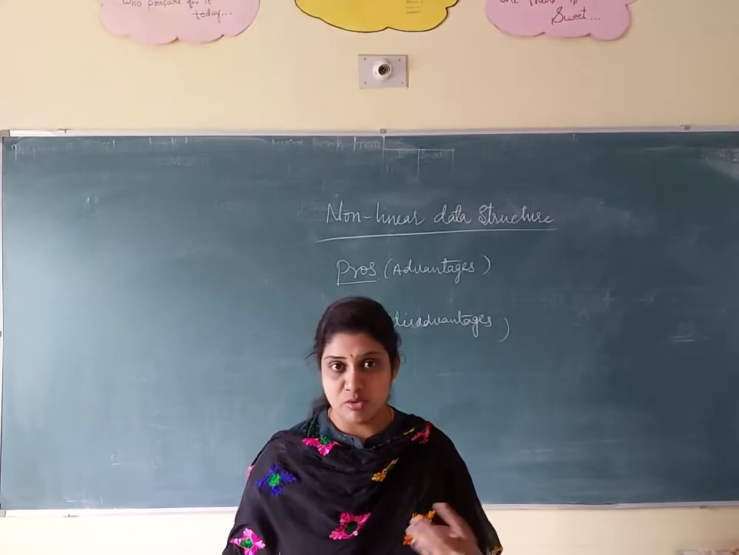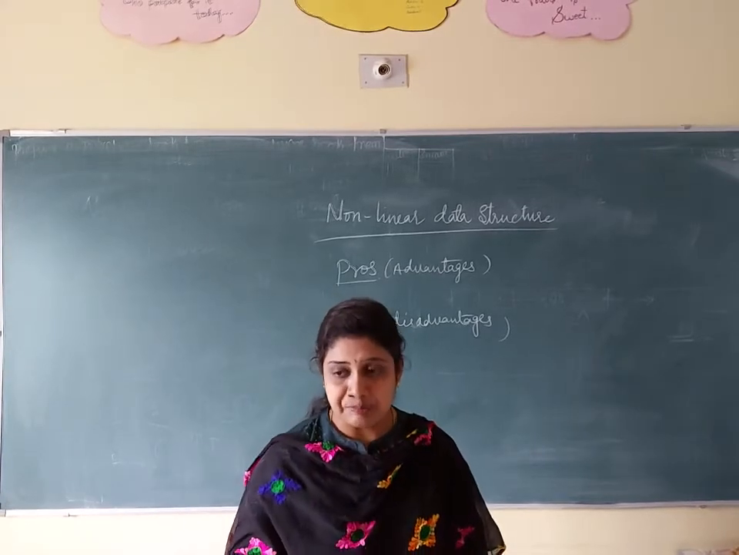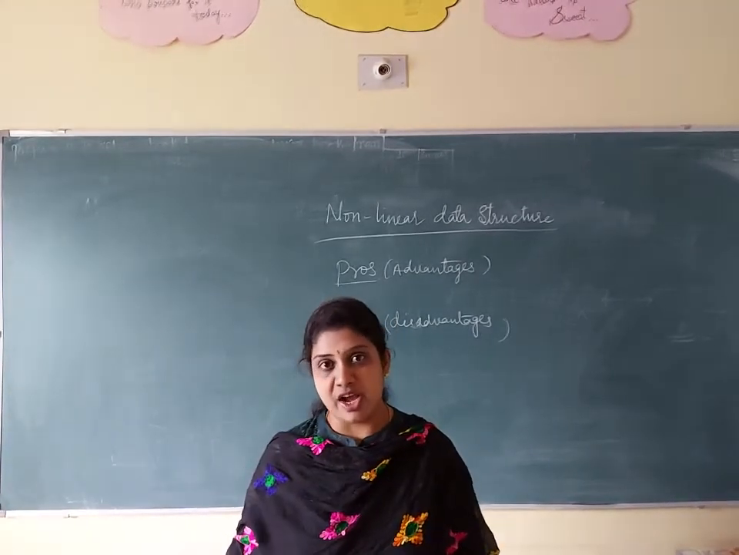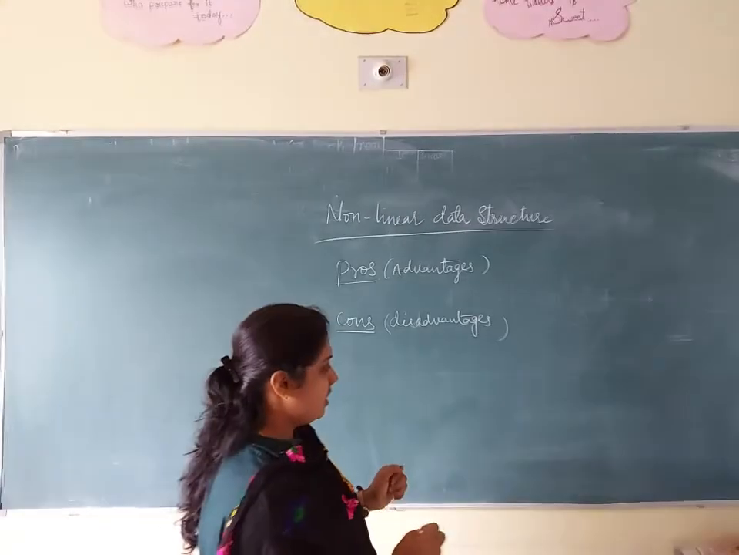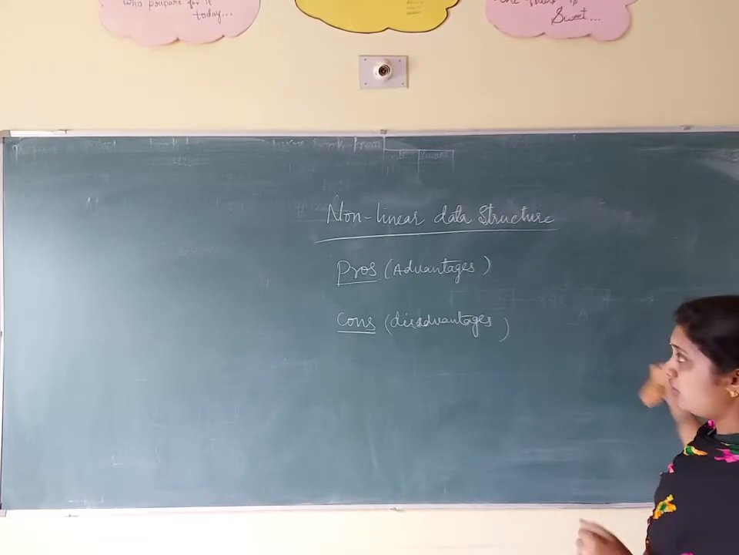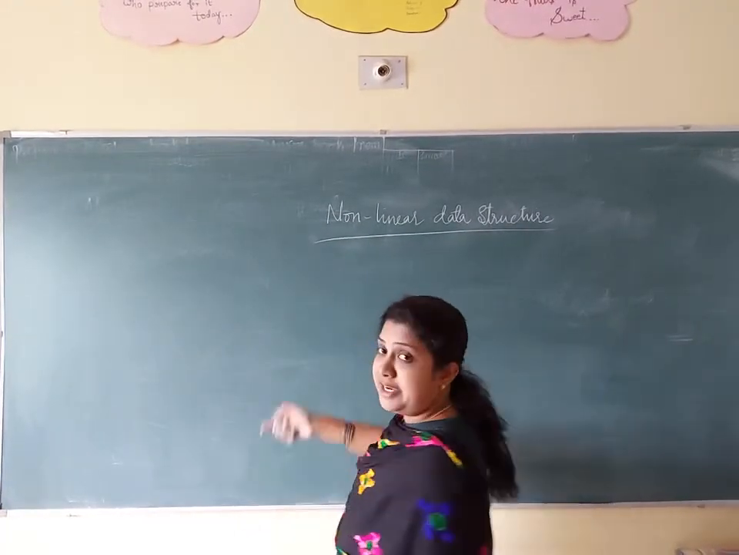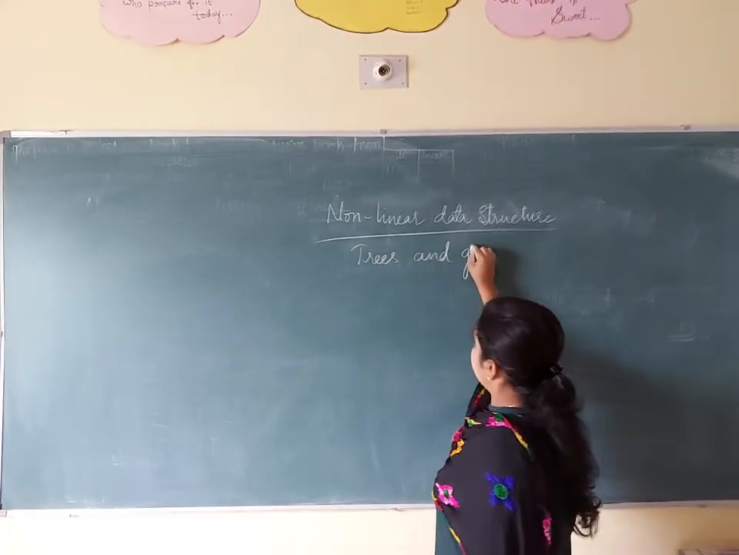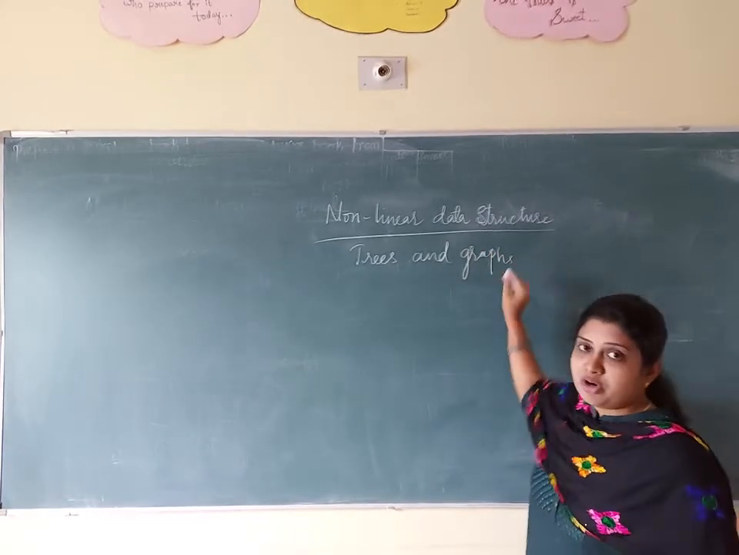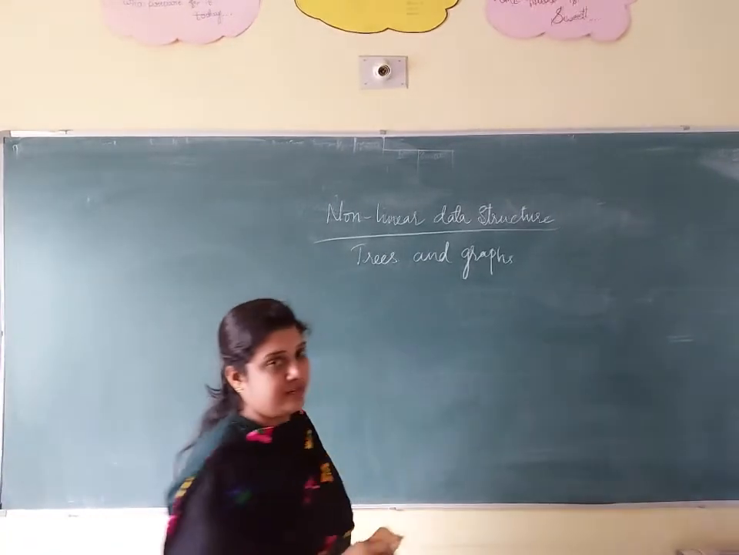And the second one, it is more expensive while traversing from the root node to the leaf node. And the third one, here all the nodes are not arranged in sequential order. And what are the examples of non-linear data structures? Trees and graphs. These are the best examples of non-linear data structures. Now what is meant by tree?